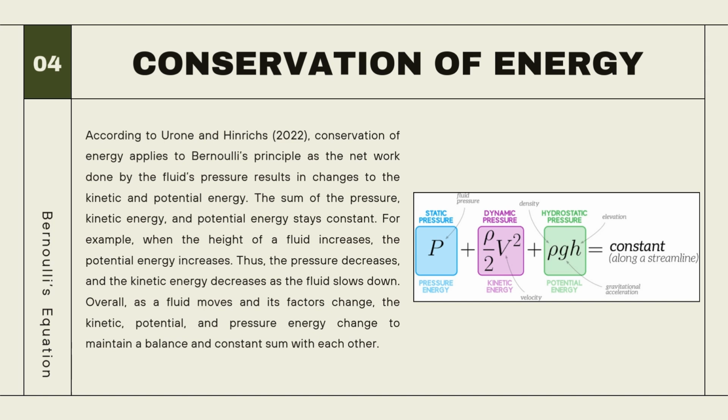For example, when the height of a fluid increases, so think of an elevation point from the bottom to the top of a mountain, that increase in height will cause the potential energy of the fluid to increase. Consequently, the pressure and the kinetic energy would decrease as the fluid slows down. This would ensure that the sum remains constant throughout the changes in fluid components. Overall, as a fluid moves and its factors change, the kinetic, potential, and pressure energy change to maintain a balance and constant sum with each other.